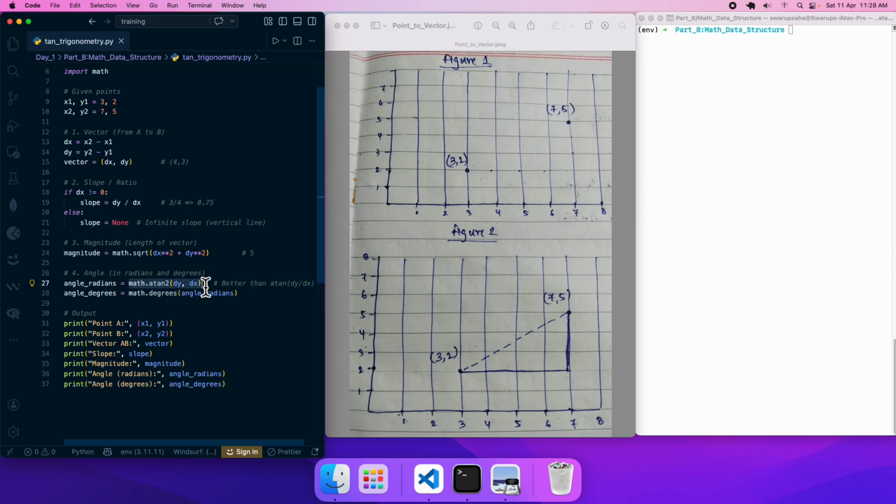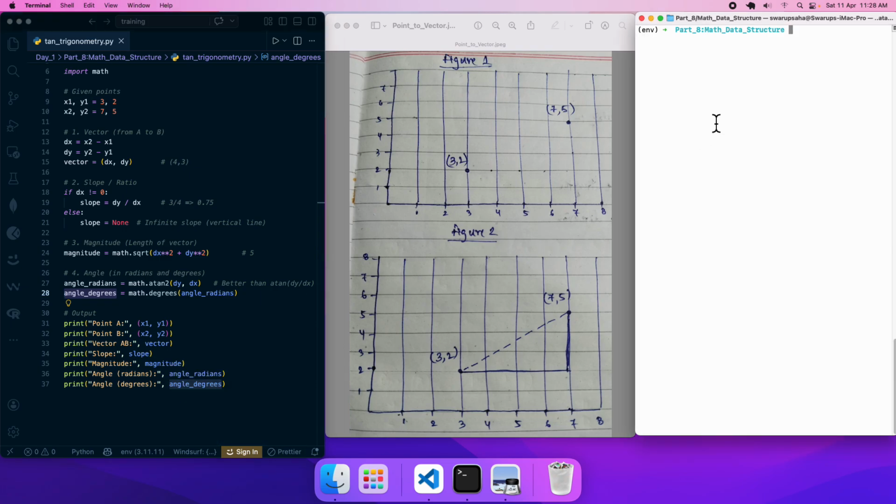Once we give a call to atan2, we get the radian. But we have to convert the radian to degree, and for that there is a special function called degrees, which converts this into degree form. So the radian converted to degree form is what we are getting right over here. And now we are going to print all this information which we have come across.